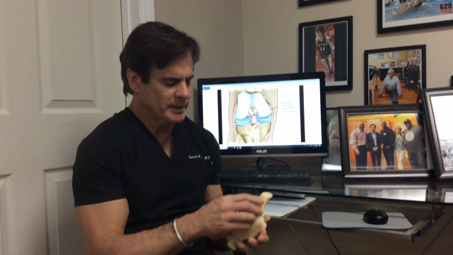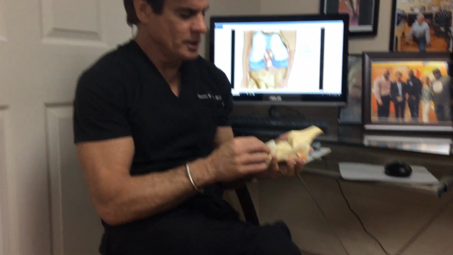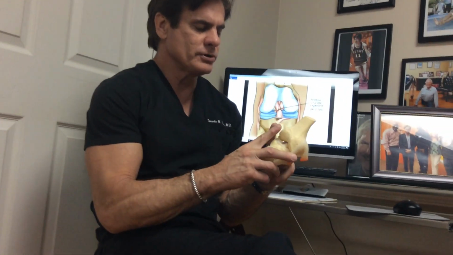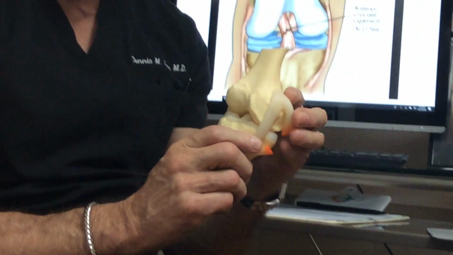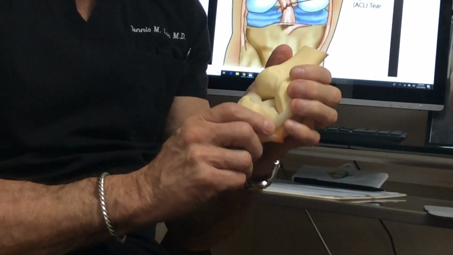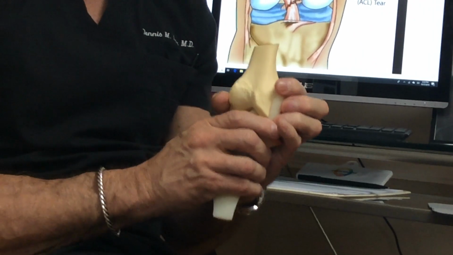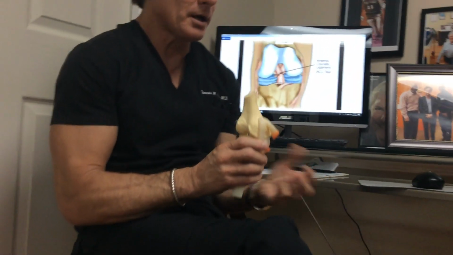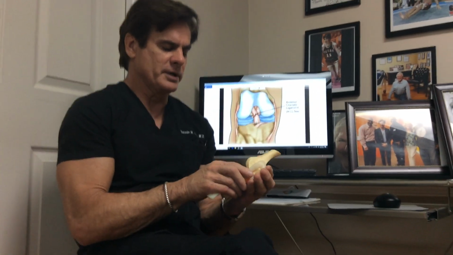Let's go over the anatomy a little bit. If we take our kneecap down, the anterior and posterior cruciates prevent anterior and posterior translation of the femur from the tibia bone, so it doesn't slide. And it's very important for cutting sports: basketball, soccer, even football. These are very important injuries.